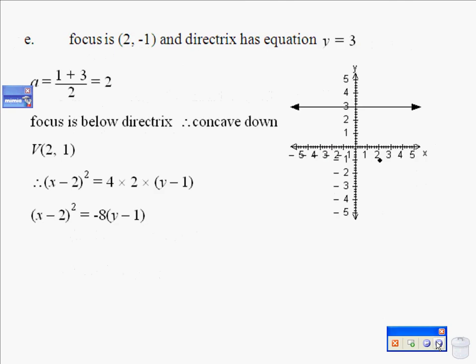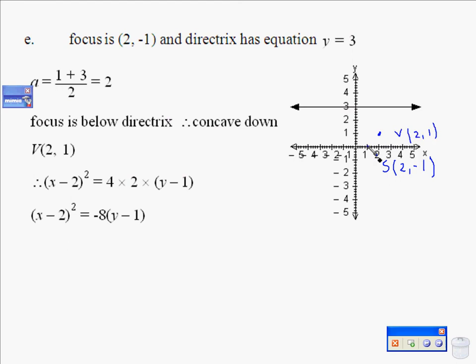In E, this time the focus is 2, minus 1. The directrix has the equation y is equal to 3. So this time our focus, here's our focus down here, 2, minus 1. So our focus again is below our directrix. We know our focal length is going to be half the distance between the focus and the directrix. So that gives us a focal length of 2. So if we go up 2, we can see it's two units that way, 2 units that way. So that's our vertex. Our vertex must be at 2, 1.